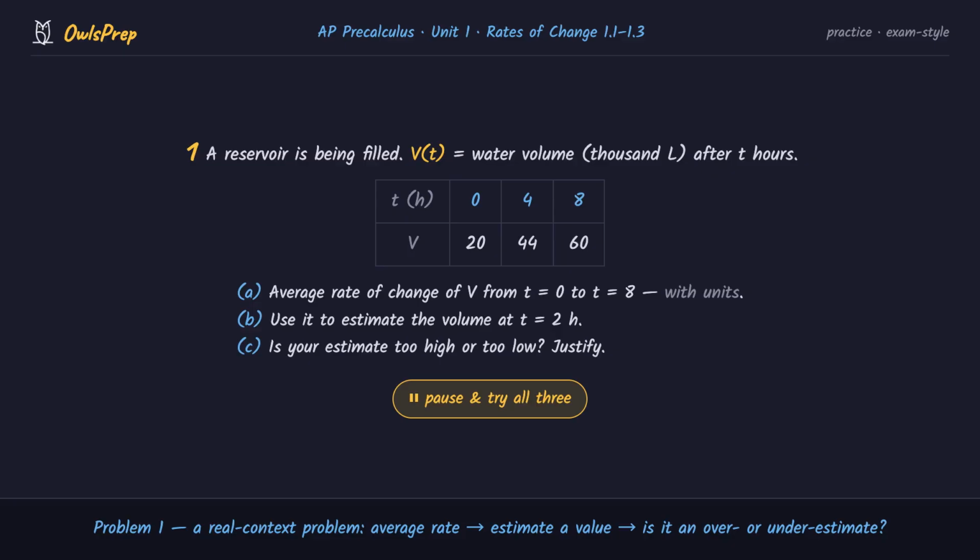Problem 1. The way the exam actually asks. A reservoir is being filled. V of T is the water volume, in thousands of liters, T hours after filling starts. The table gives V at T equals 0, 4, and 8: 20, 44, 60. Part A. Find the average rate of change of V from T equals 0 to 8, with units. Part B. Use it to estimate the volume at T equals 2 hours. Part C. Is your estimate too high or too low, and why? Pause and try all three.